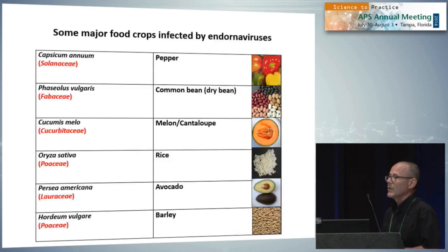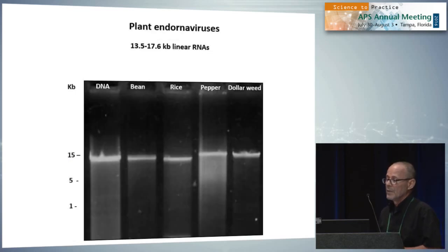As I mentioned before, these viruses infect important crops, such as the ones that I list here: pepper, common bean, melon, rice, avocado, barley, and other crops. I have to show a dsRNA gel. Of course, some of you know that I love to run dsRNA gels. This is very important because I want to point out something here.